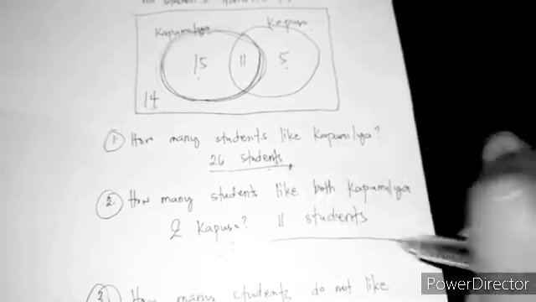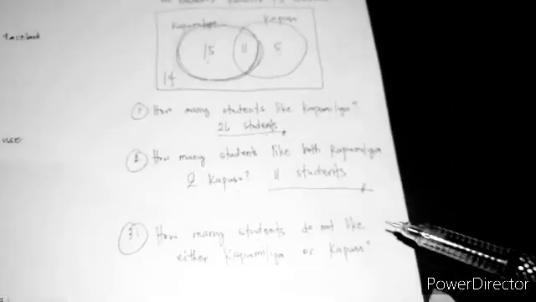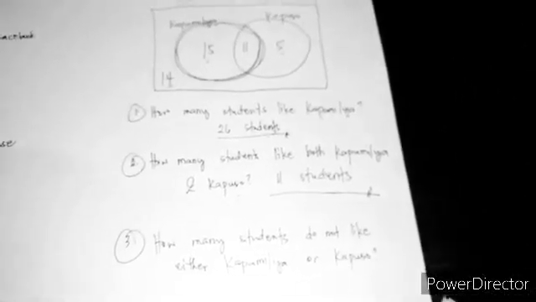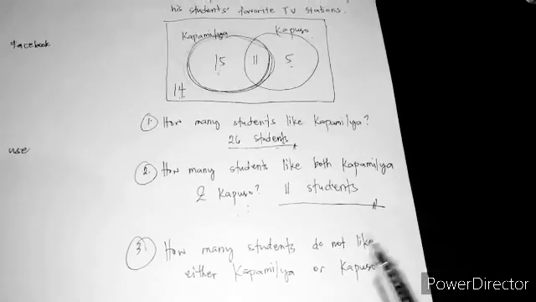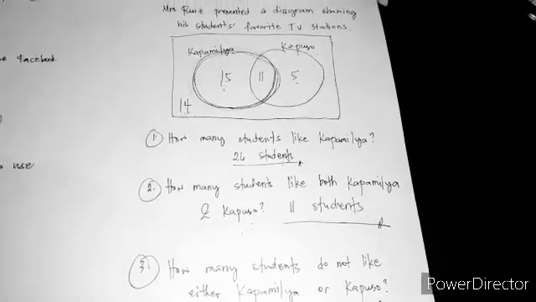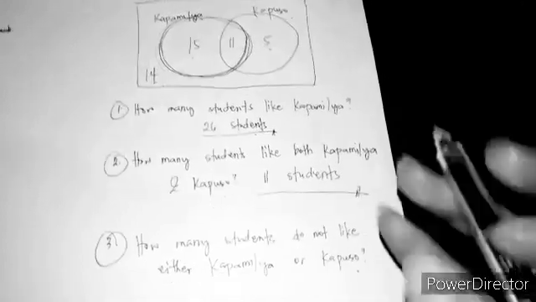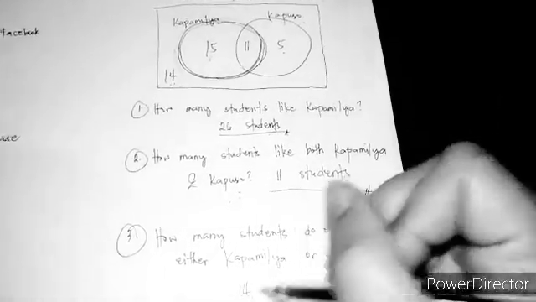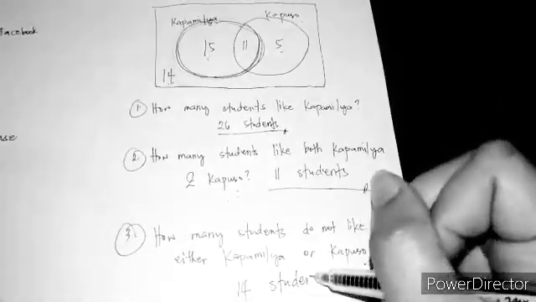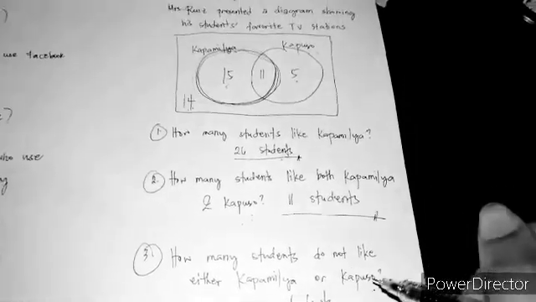Last question, how many students do not like either Kapamilya or Kapuso? Okay, very good. We have 14 students. Okay, that's it.